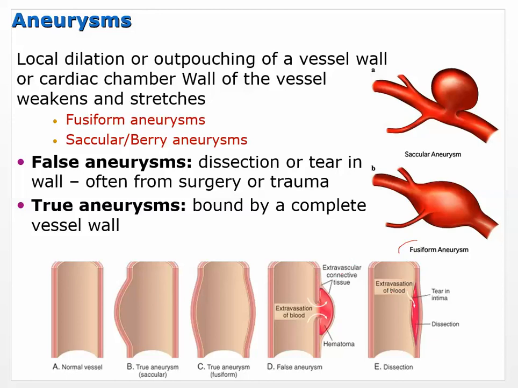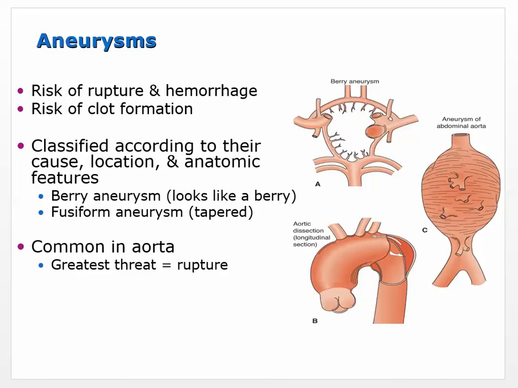It doesn't have to be. And then I have here a dissection, which we'll talk about when we cover cardiovascular. Okay, so what's the danger? Risk of rupture, hemorrhage, and clot formation can happen, because anytime you're interrupting blood flow, you have blood stasis, you have swirling, and that can cause a clot.